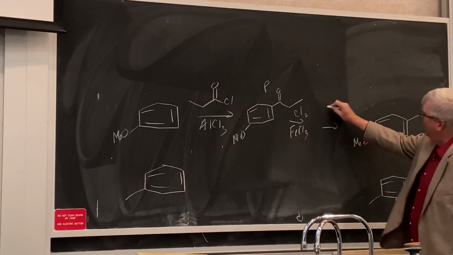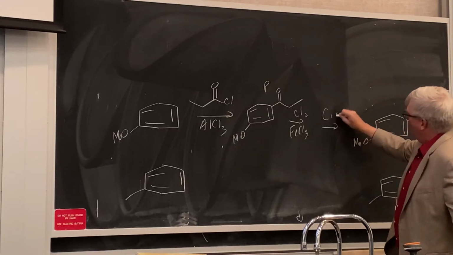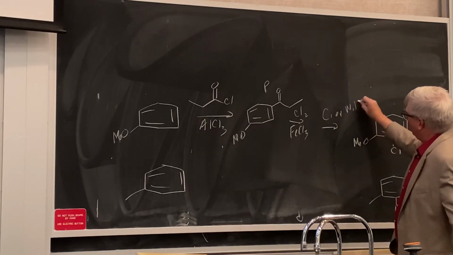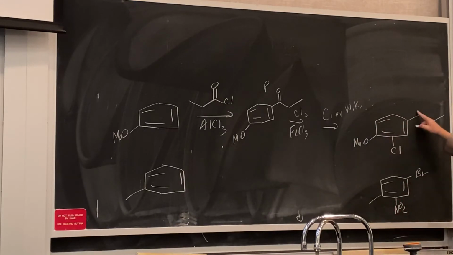and then what do we need to do? Yeah, we need to do Clemmensen or Wolff-Kishner, okay, to make that the straight chain alkyl. Okay, and this is a primary position, so we have to make that indirectly from the acylation followed by the reduction. Okay, questions on that one?